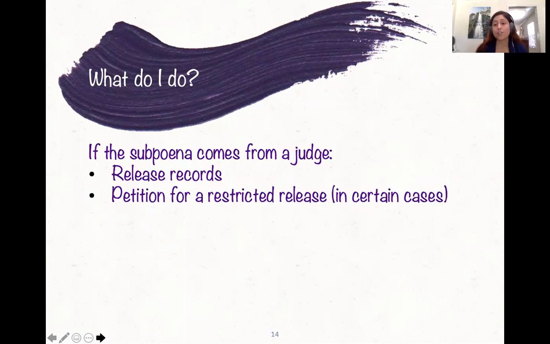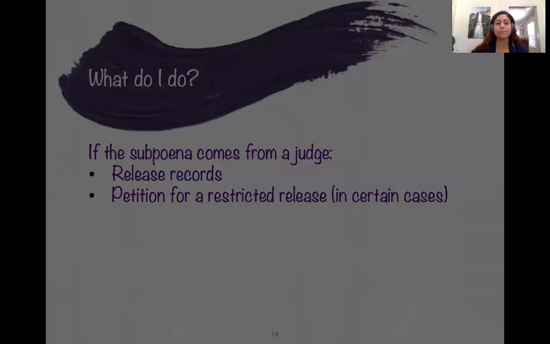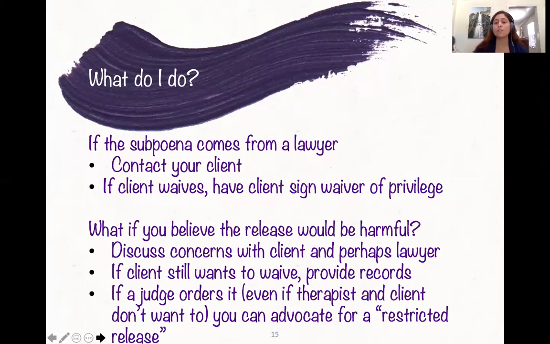However, the judge could ultimately say, no, I want the whole thing, in which case you have to turn it over. If the judge says, okay, you can give a restricted release of information, then you only provide what's relevant to the case. This is really different from if the subpoena comes from an attorney.